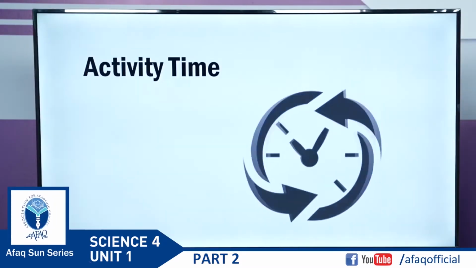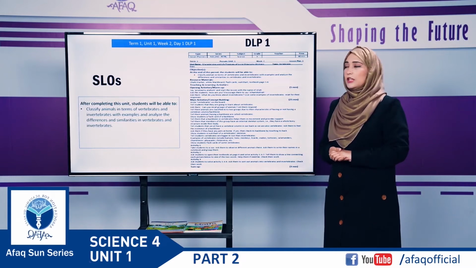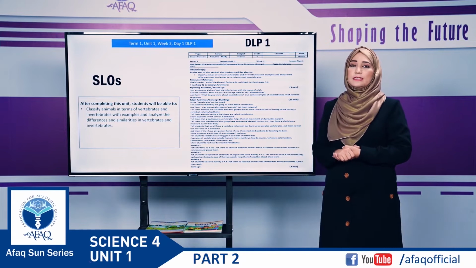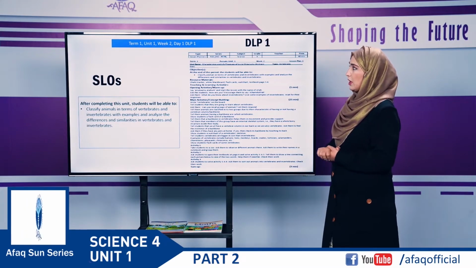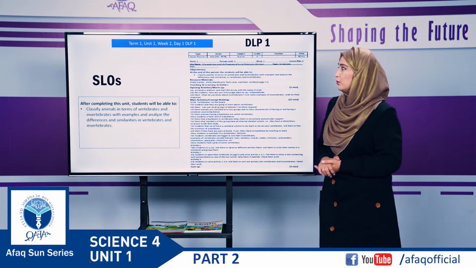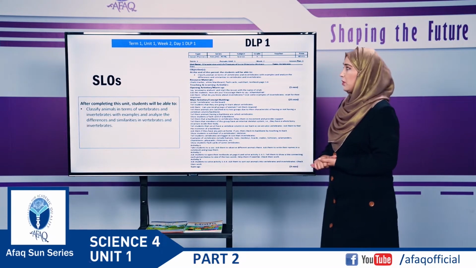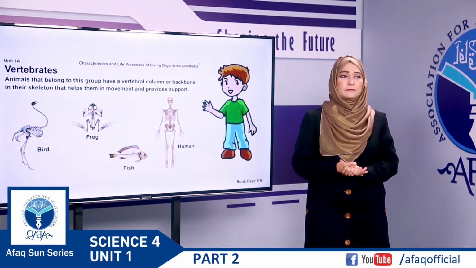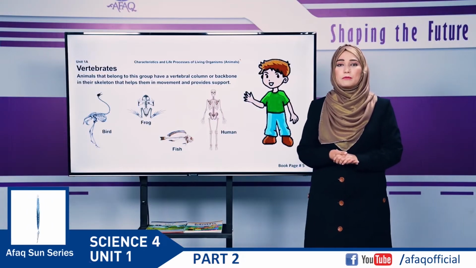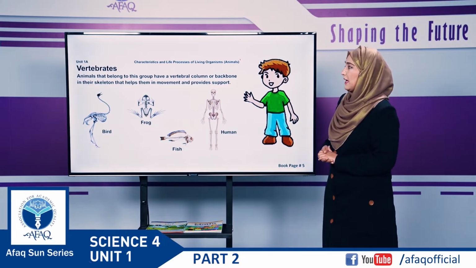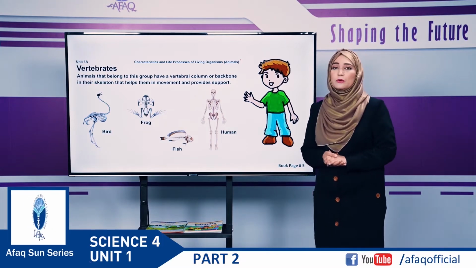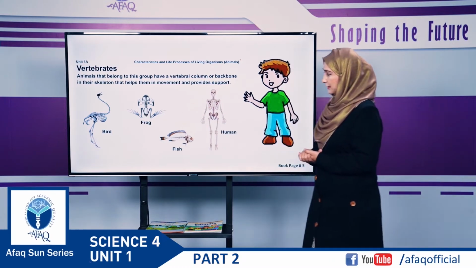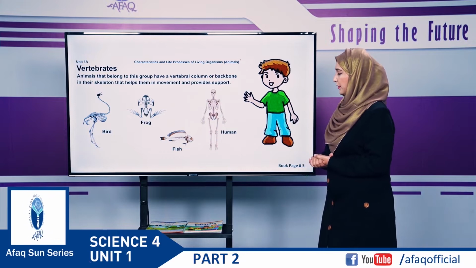It's activity time. In this period, we are going to cover 1 SLO and the complete methodology for this SLO is given in DLP 1 of day 1 of week 2 of Unit 1 and term 1. You have learned about invertebrates. Now we will see what vertebrates are. Vertebrates are animals that have backbones in their bodies. These backbones provide movement and support to their bodies. You can see different skeletons of animals like bird, frog, fish and human.